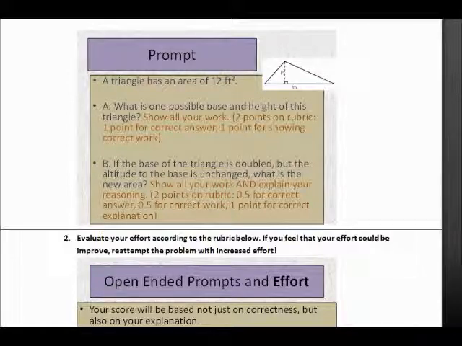The second part is worth also 2 points. If the base of the triangle is doubled but the altitude of the base is unchanged, what would the new area be? Show all of your work and explain your reasoning. So on the PSSA Math Rubric, it's a half a point for the correct answer, a half a point for correct work, and 1 point for correct explanation. If you do not have all of that, you cannot get the highest possible score on the Math Rubric.